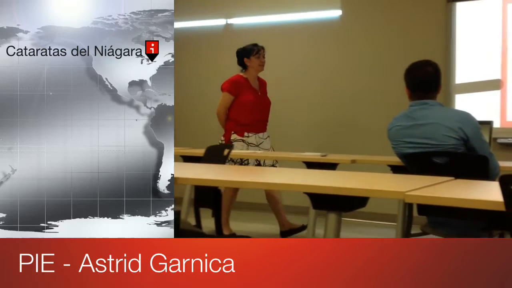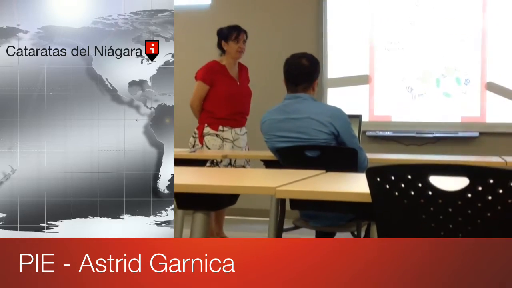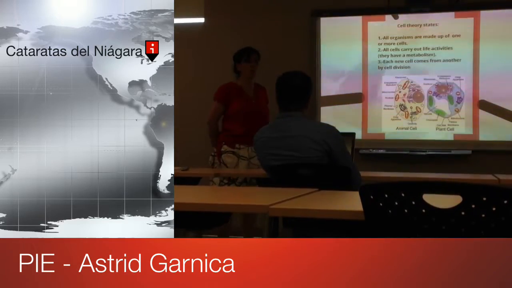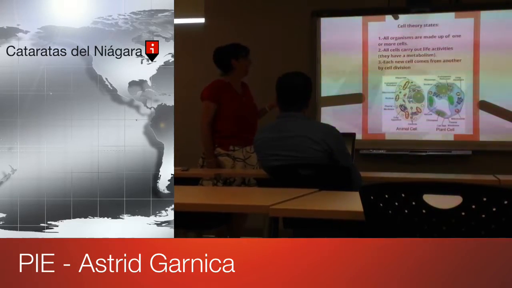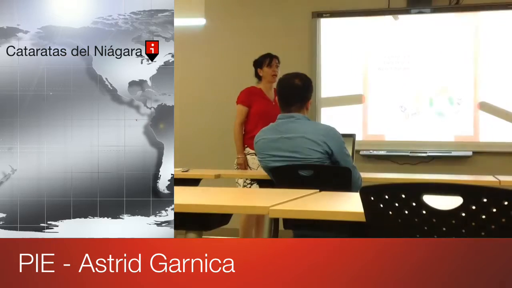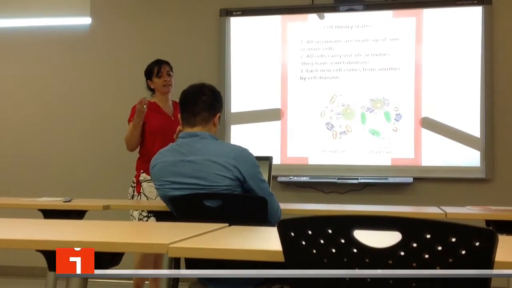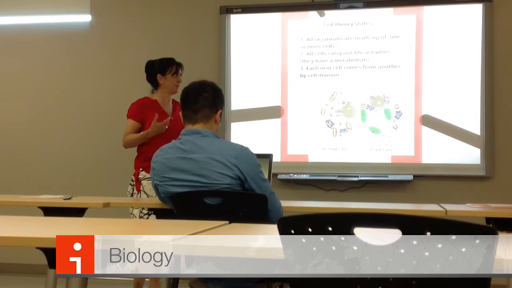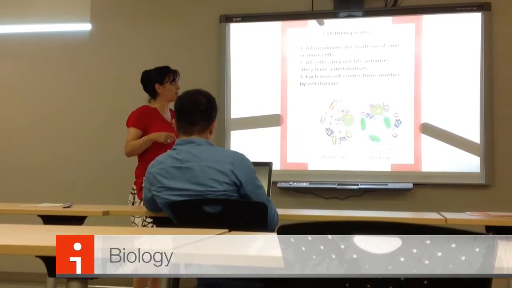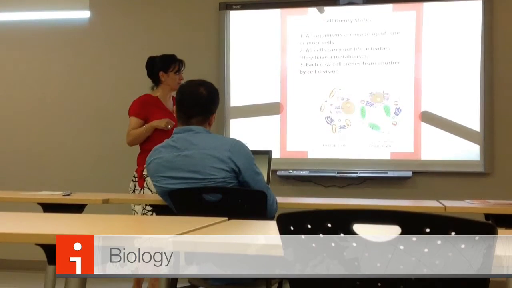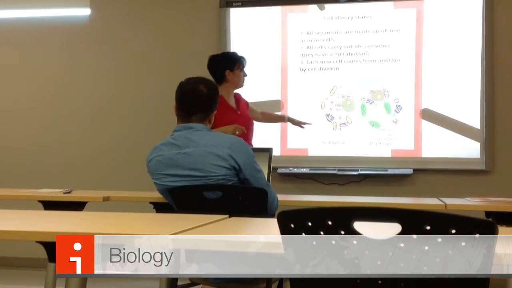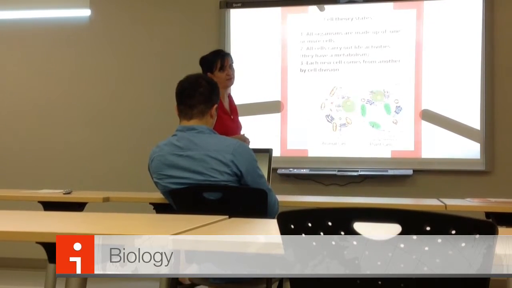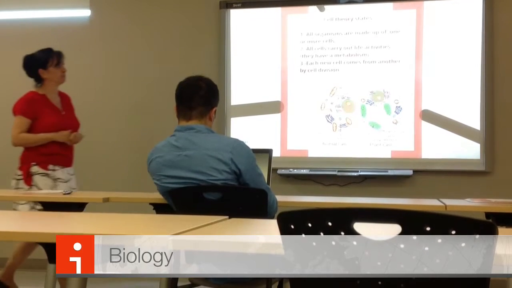Schwann established the cell theory that states that all organisms, all living things, are made of one or more cells. That all cells carry out activities. It means that every cell has its own metabolism, and that each new cell comes from another by cell division. Here are an example of an animal cell and a plant cell. We are going to see the difference between both of them.